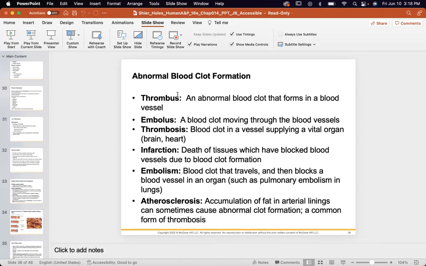And I don't want that thrombus to break off and that embolus to form, and it causes a lot of problems. An embolism or thrombosis in your brain is called a stroke, also known as a CVA, or cerebrovascular accident.